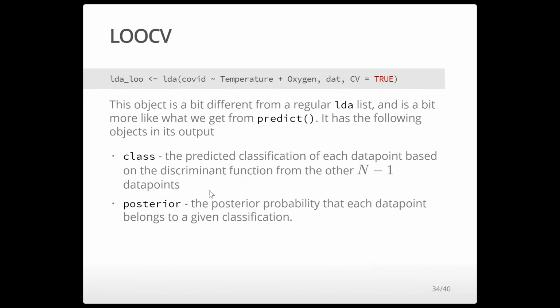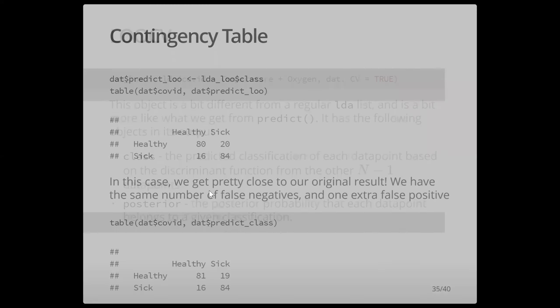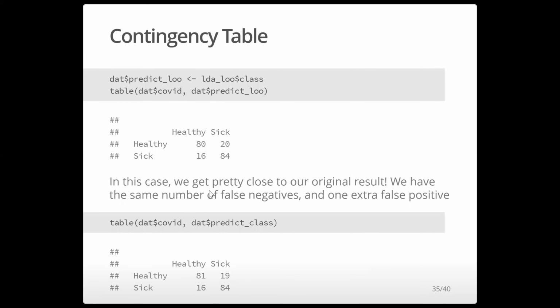Now when you set CV equals true, the actual LDA object is a little bit different. It's a little bit more like the predict object. So it has the classification based on the leave one out cross-validation, and the posterior probability based on the leave one out cross-validation. And again, we can do all the same things now. So I'm going to check the contingency table. This is based on the leave one out cross-validation.